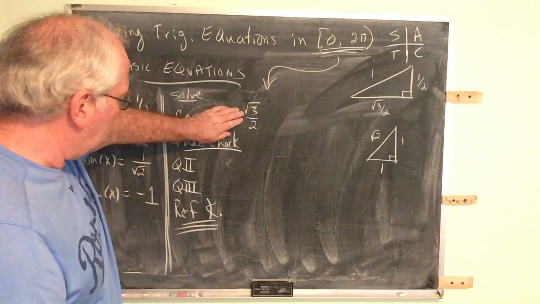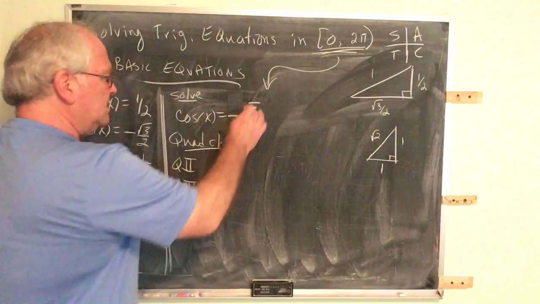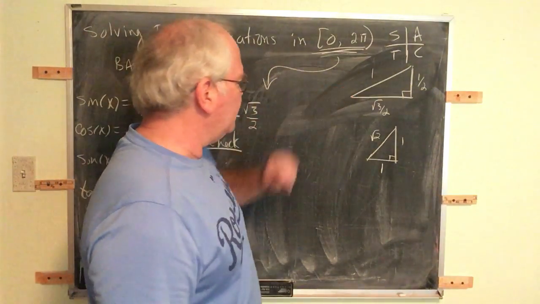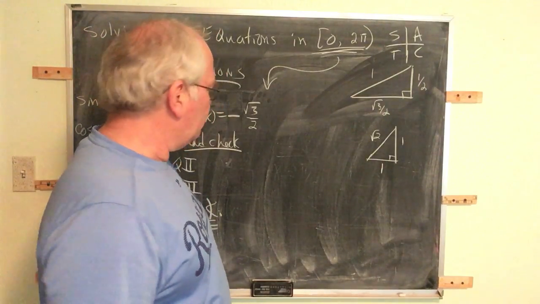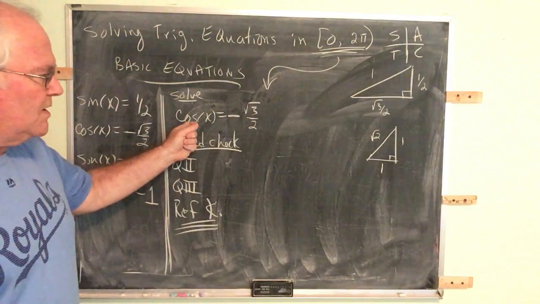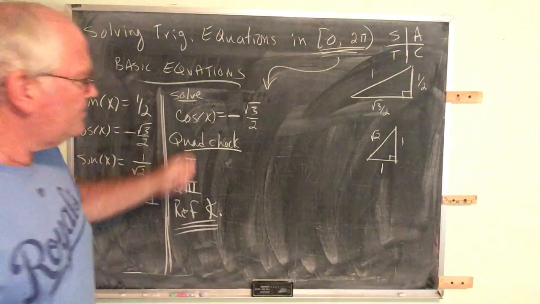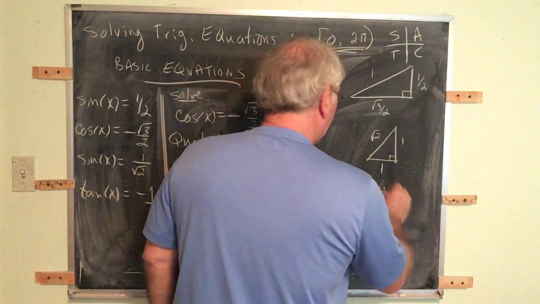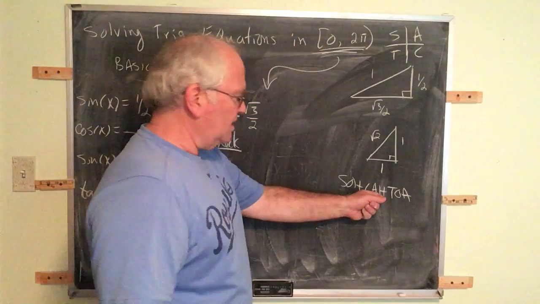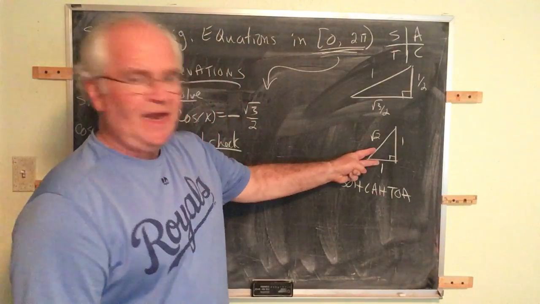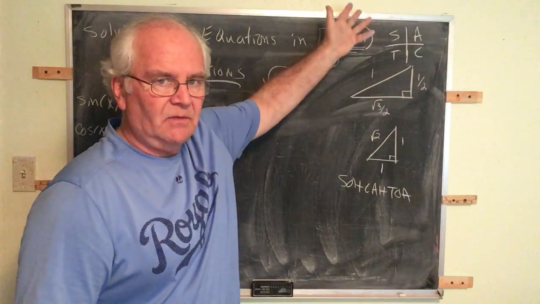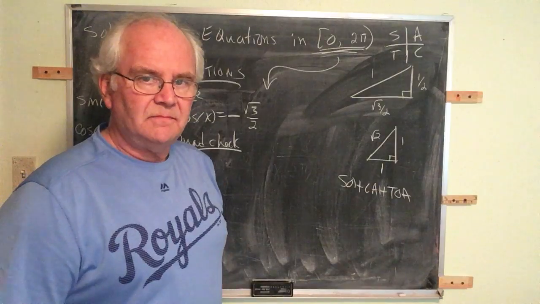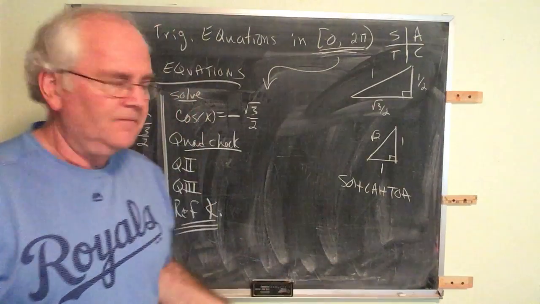So when is cosine radical 3 over 2? Which one of these angles has cosine radical 3 over 2? Well, SOHCAHTOA tells us about cosine. Cosine is adjacent over hypotenuse. Is that this angle? I'm just picking one at random. Just pick an angle at random, see if it works. If it works, you're out. If it doesn't work, try another angle. That's it. It's trial and error.